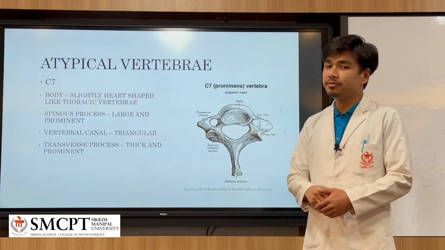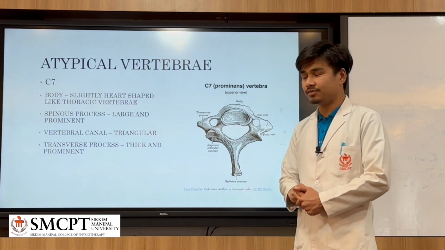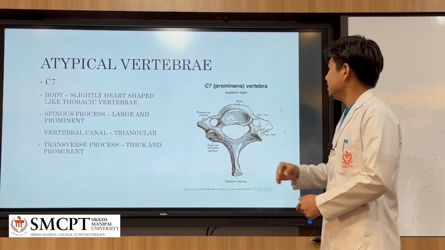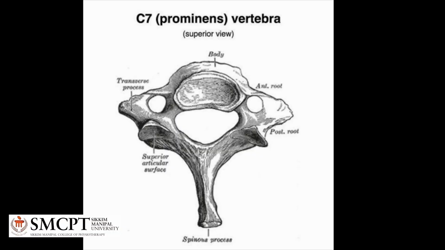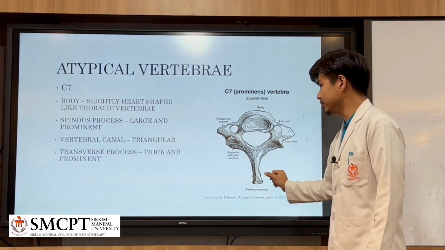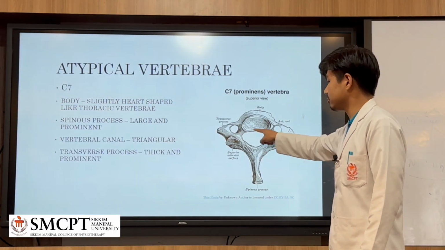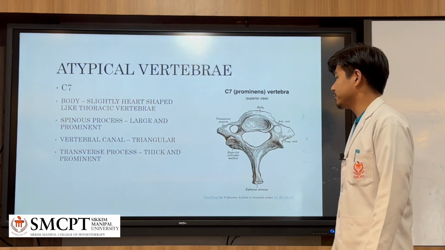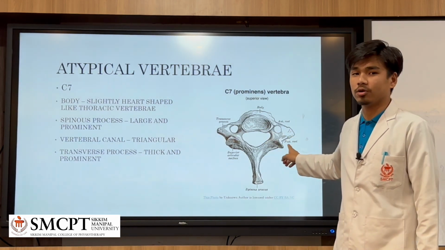The last atypical cervical vertebra is C7, and its body resembles the thoracic vertebrae and is slightly heart shaped. The spinous process is large and prominent. The vertebral canal is triangular and the transverse process is thick and prominent.